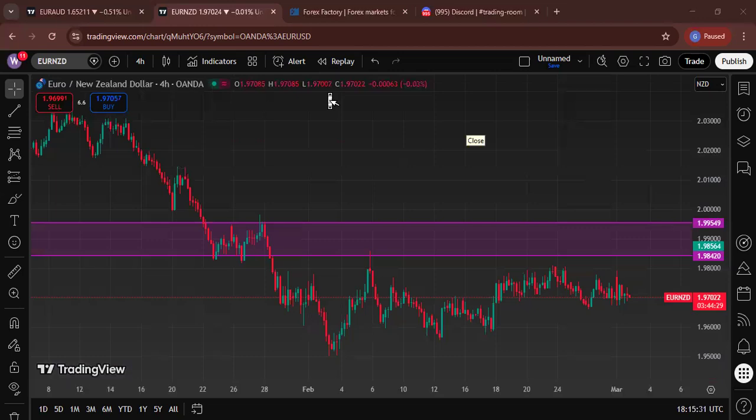Cecilia, are you in the trade? I don't like Euro NZD. It tends to consolidate a lot. Usually minor pairs sometimes really consolidate too much. So that's why even myself, I usually don't trade them.